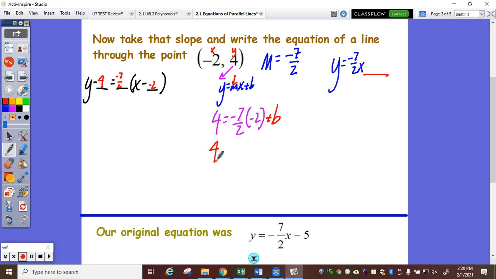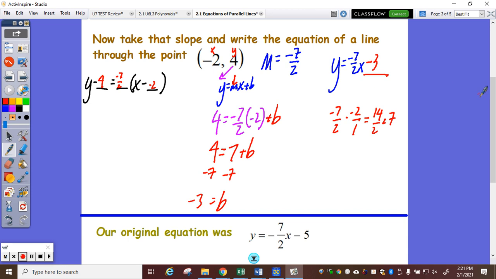So then we have, if I multiply negative 7 over 2 times negative 2, well, that as a fraction is 2 over 1, so I have 14 over 2, which gives me 7. So this is 7 plus b, and I subtract the 7, and b equals negative 3. So that's my y-intercept. Okay? So this is the equation.